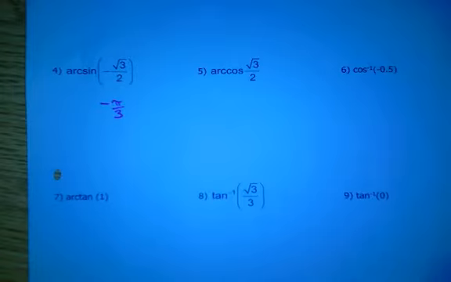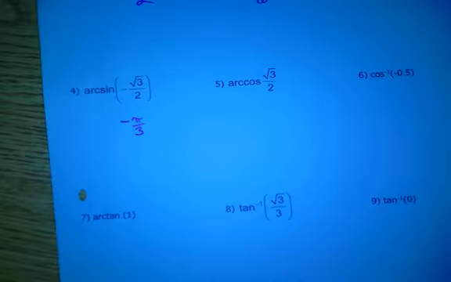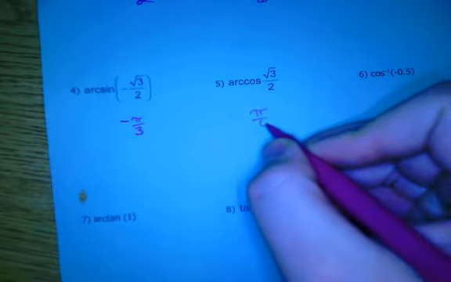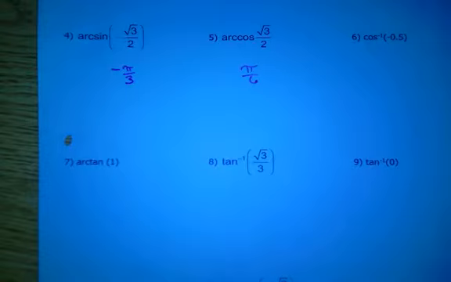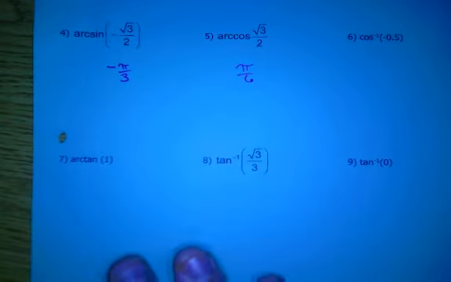Shoot. Danielle, what's number 5? Okay, pi over 6. If you don't take your pies from straight edge, I like my pies.